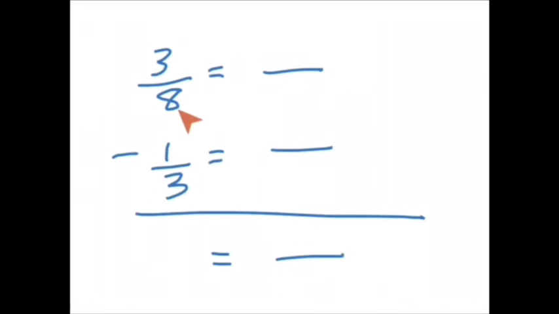Can we multiply 8 times something and get 8? Of course. 8 times 1 is 8. Can we multiply 3 times something and get 8? The answer is no. 8 times 2 is 16. Can we multiply 3 times something and get 16? And the answer is no. Back upstairs. 8 times 3 is 24. Can we multiply 3 times something and get 24? Yes! So 24 is our least common denominator. So let's go ahead and plug that in.